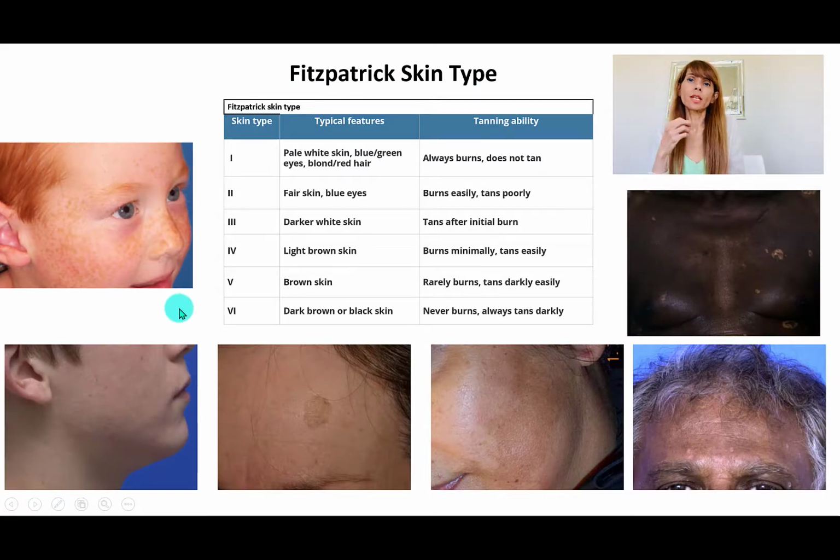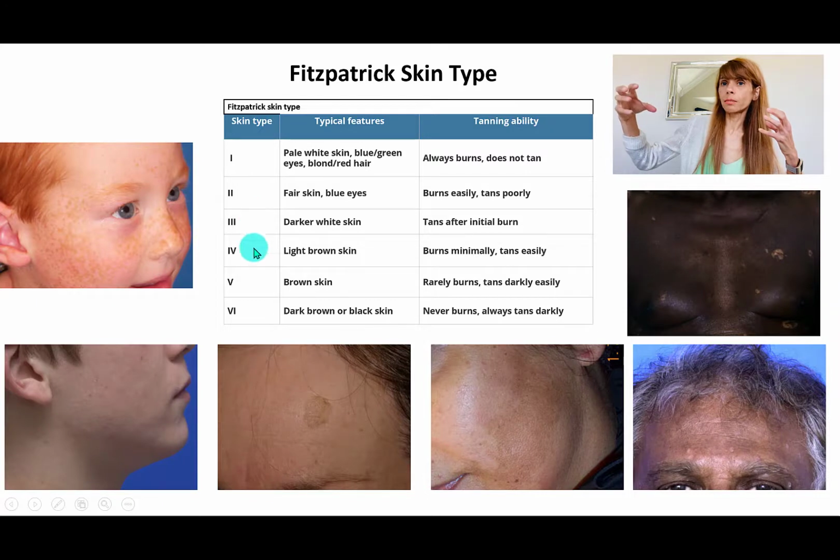So Fitzpatrick's skin type basically is a representation of different skin types, where we move from skin type 1 through skin type 6, from the order of least pigmentation to highest pigmentation. So skin type 1 has the lowest amount of pigmentation. As you go anti-clockwise on this slide, there is skin type 1 and then there is skin type 6 that has the highest amount of pigmentation.